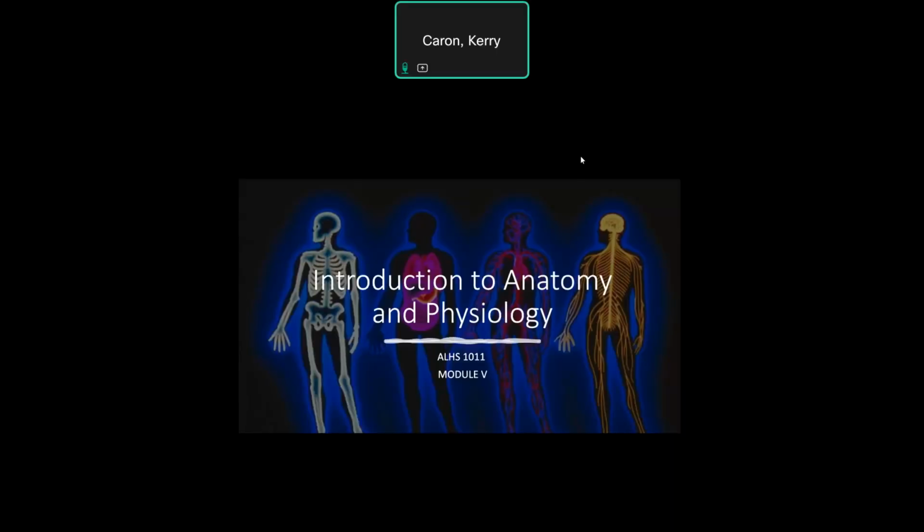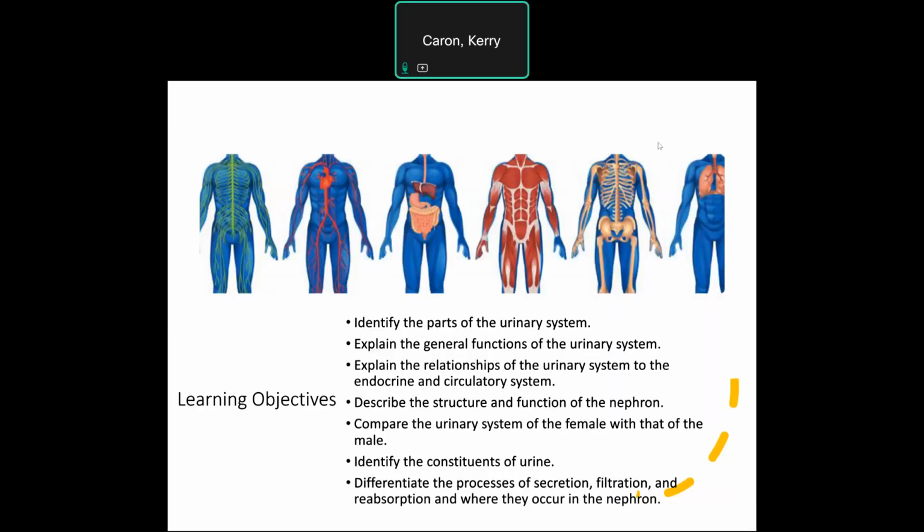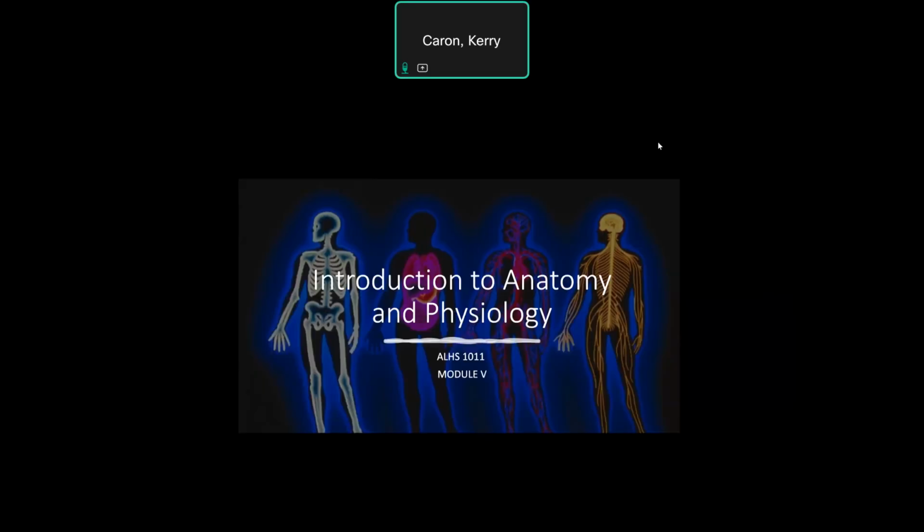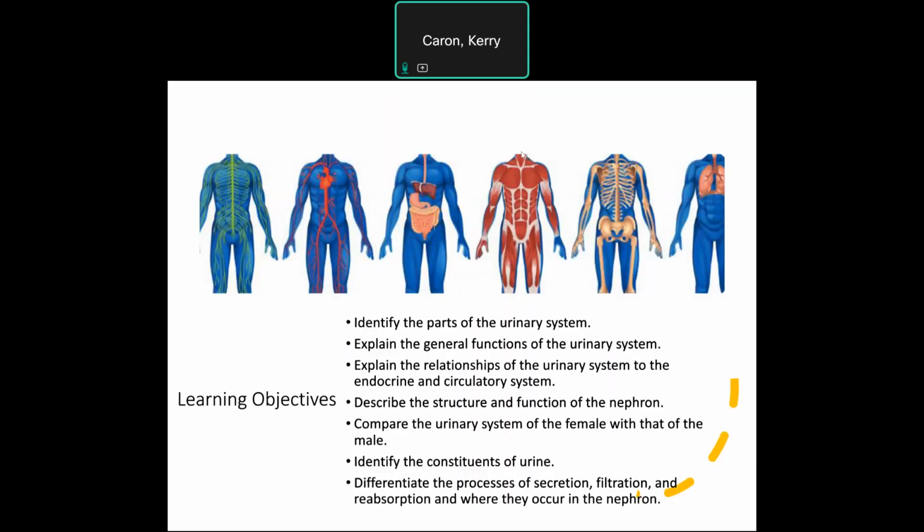Okay, this is ALHS 1113, or I'm sorry, 1011, it's another course. And this is the chapter on the urinary or excretory system. These are our learning objectives, parts of the urinary system, and so on.